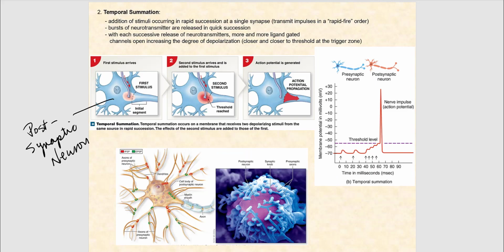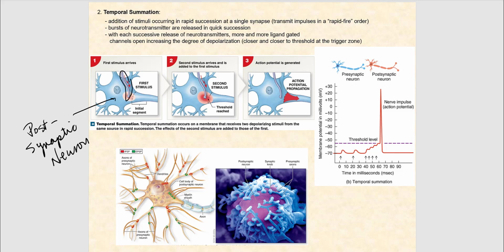So the second type of summation is referred to as temporal summation. Rather than having multiple presynaptic neurons firing at the same time, what we have instead is one presynaptic neuron firing in rapid succession. In other words, one presynaptic neuron is firing many, many action potentials, and many, many action potentials are arriving at the synaptic knob. Therefore, lots and lots of neurotransmitter is exocytosed into the synaptic cleft.